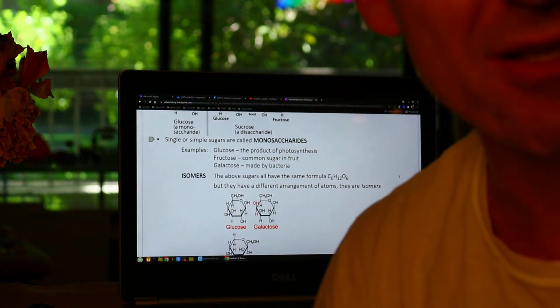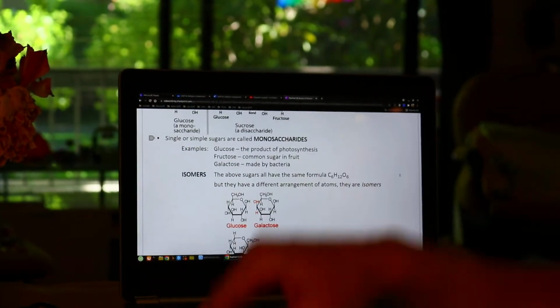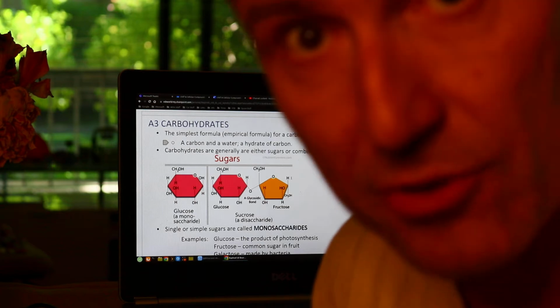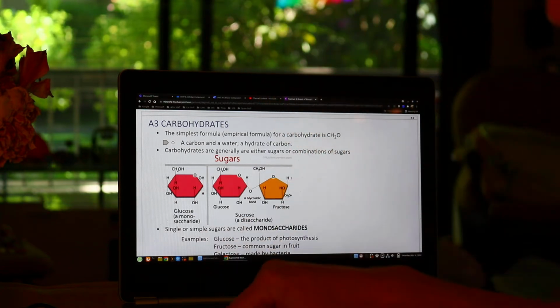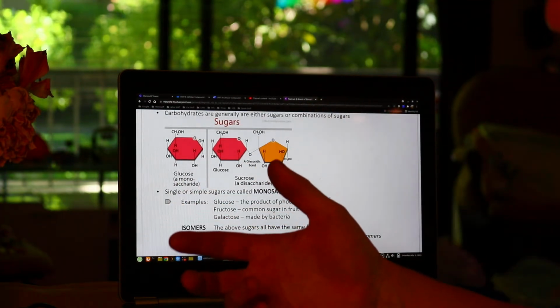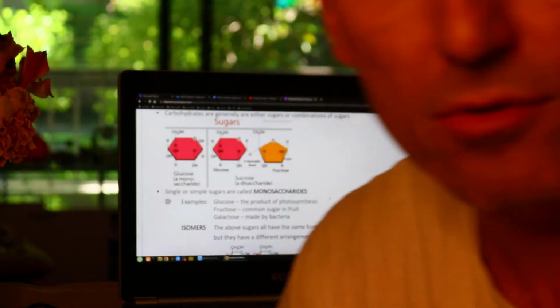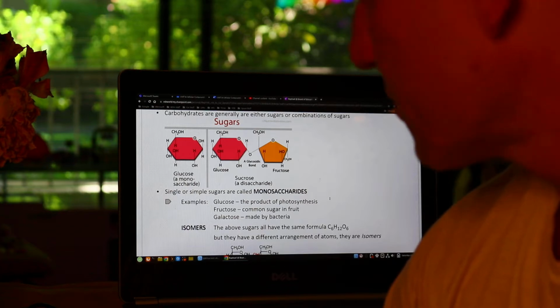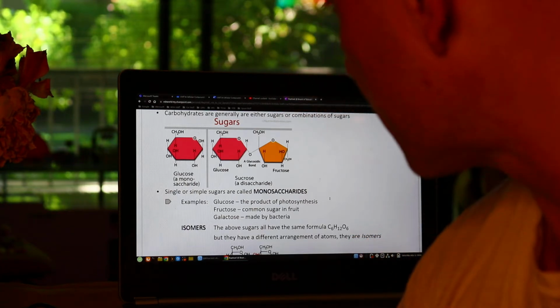And they all have different functions within our bodies. Like sucrose, for example, is table sugar. It is a disaccharide of glucose and fructose. Fructose is a common sugar in fruit. So you stitch those two together, you have sucrose. And then when we eat them, we use hydrolysis to break that covalent bond that's holding those 2 sugars together.